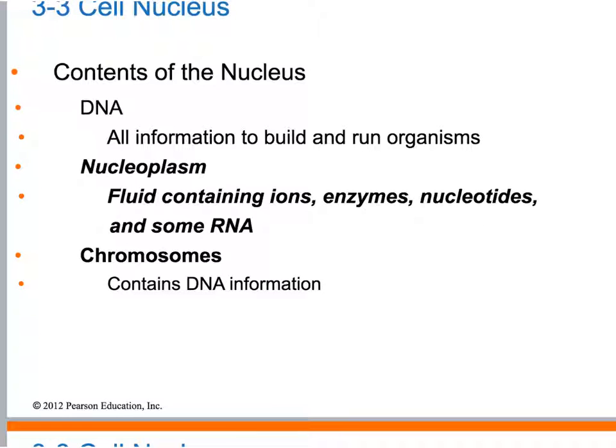The contents of the nucleus include DNA. All the information to build and run an organism is found there. And it's in a fluid called nucleoplasm. Nucleoplasm is a fluid containing ions, enzymes, nucleotides, and some RNA. Chromosomes contain the DNA information.